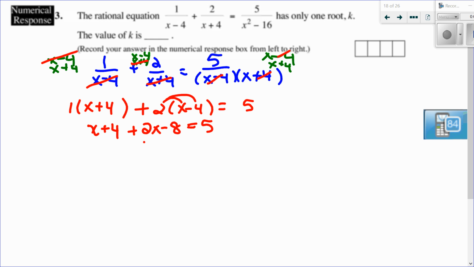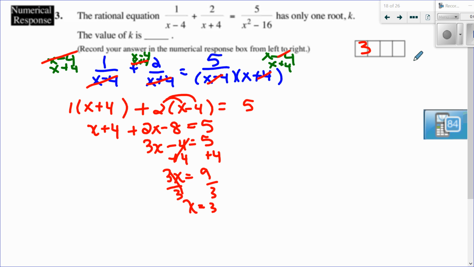So x and 2x is 3x. 4 and -8 is -4. So to get x by itself, since it's a linear equation, I add 4 to both sides to get 9, and then I divide both sides by 3 to get x equals 3. So it looks like the value of k, the one solution, is 3.